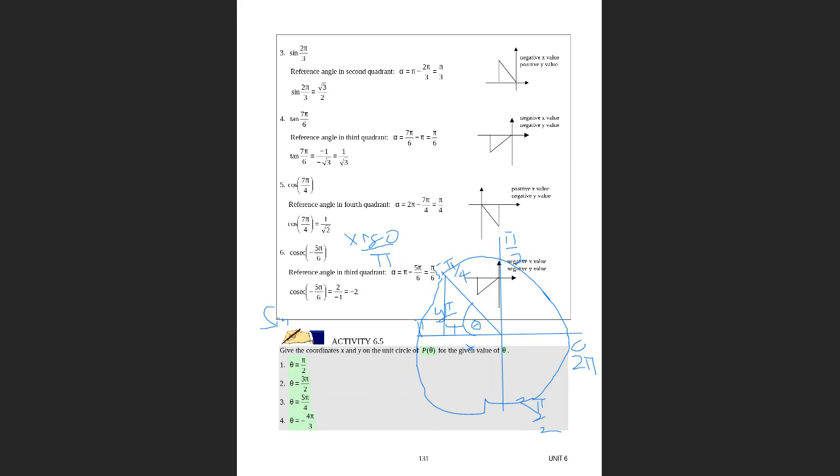Oh, sorry, I'm using the wrong one. It's 4 pi over 3. Sorry, I was looking at the third one. So 4 pi over 3. Our reference angle is going to be 60, so it's going to be pi over 3. Okay, pi over 3. So we are going to have pi over 3.